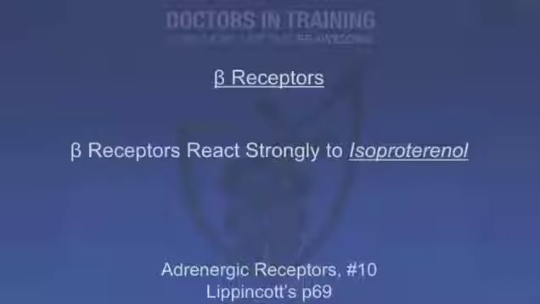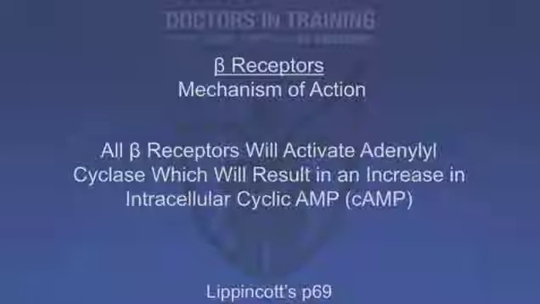Next, let's move on to the beta receptor. So we just finished with alpha-1, alpha-2, now we're switching over to beta. So beta, conversely to the alpha receptors, has a strong response to isoproterenol. It has less sensitivity to epinephrine and norepinephrine. Notice that's different from the alpha receptors. Now, all the beta receptors will activate adenylyl cyclase, and this will result in an increase in intracellular cyclic AMP. Now, there are several different types of beta receptors. We're going to talk about beta 1 and beta 2 receptors. They're the most clinically significant of the beta receptors.